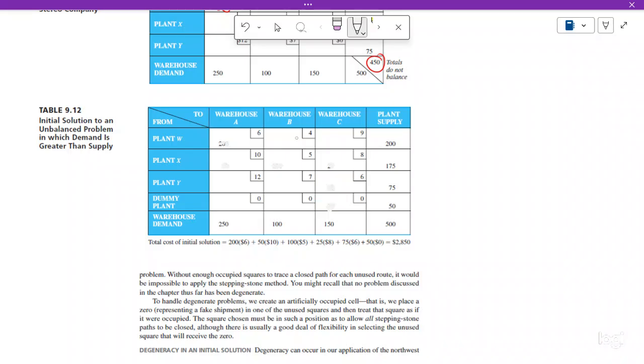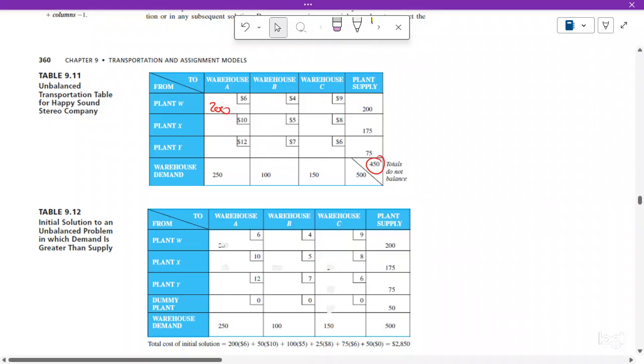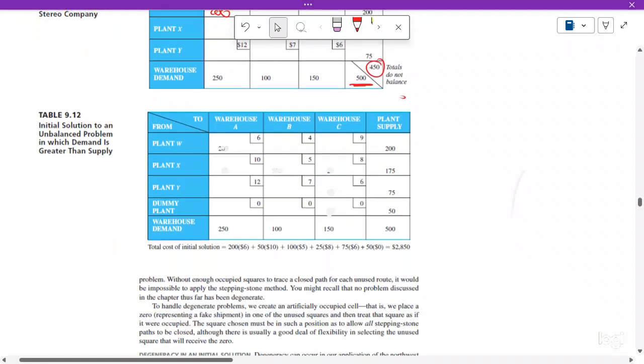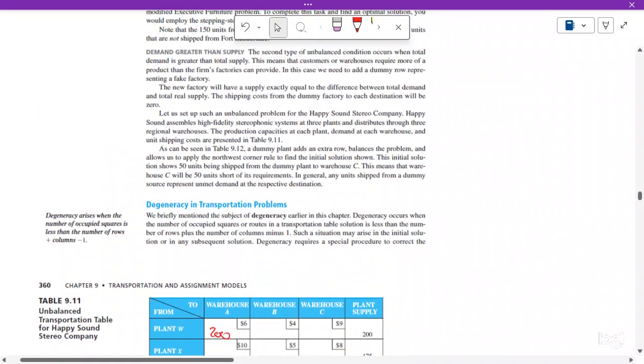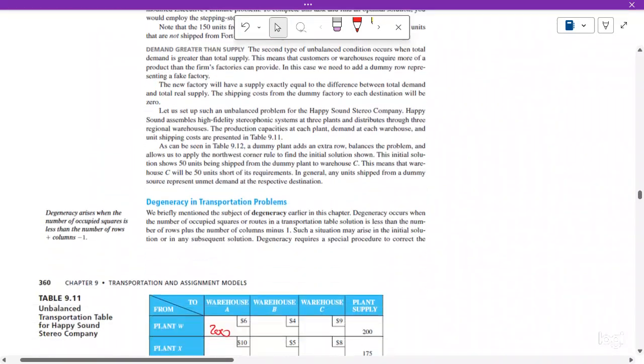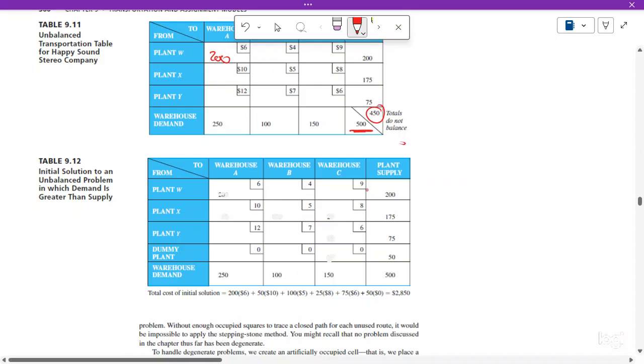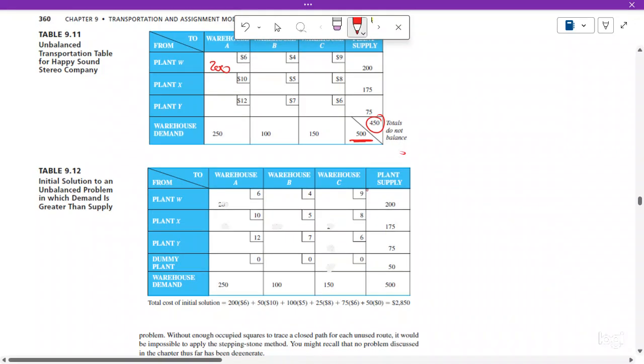So basically, first thing first, if you find a problem similar to this, you say 200 plus 175 plus 75. You're getting a 450. That's a 450 there. Then it needs to be balanced. 250 plus 100 plus 150. And then it says 500. So there's an imbalanced situation, right? An imbalanced situation, it needs to balance. So we then add a dummy plant. Previously, we added a dummy warehouse. Now we are adding a dummy plant. Yeah? At cost 0, 0. Then a dummy plant will have a 50 to make it 500, 500.